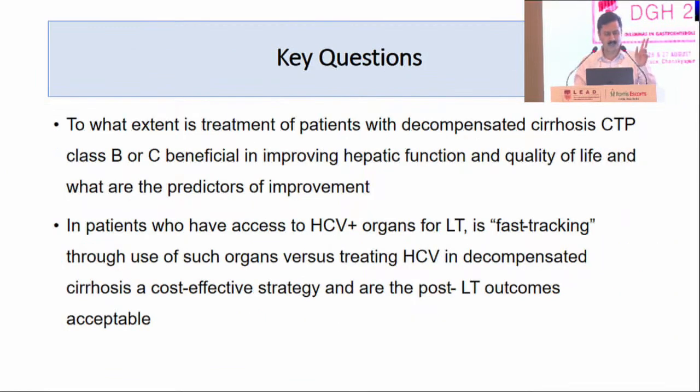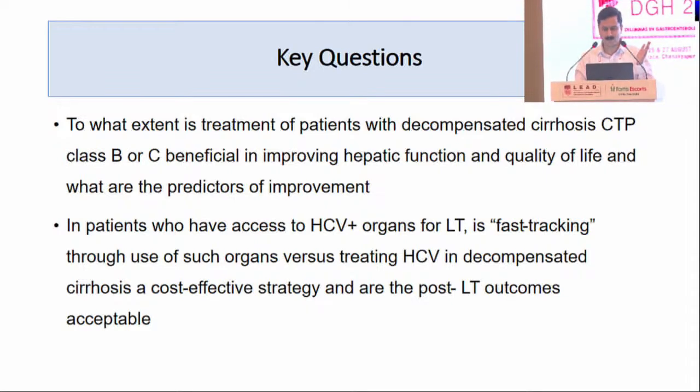So the two key questions which were there: to what extent is treatment of patients with decompensated cirrhosis beneficial in improving hepatic function and quality of life? I've shown you that data. But then the caveat here is that if you have to give HCV positive organs to HCV negative, once they are HCV negative, then you can't give those organs.